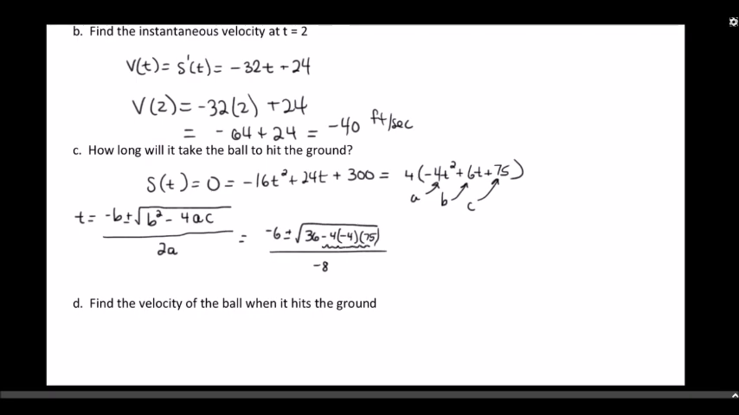So I'm going to go ahead and work on that. 4 times 4 times 75. That's 16 times 75. Get my calculator out. 16 times 75. That's 1200. You add that to 36, so you get 1236. So this is negative 6 plus or minus the square root of 1236 all over negative 8.